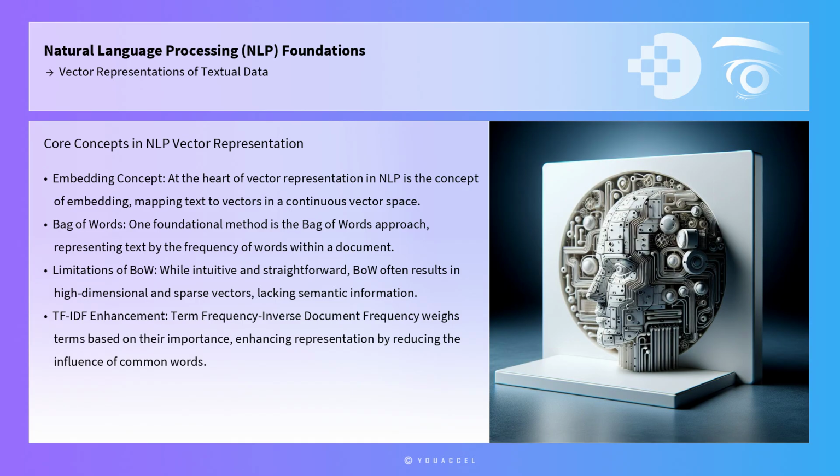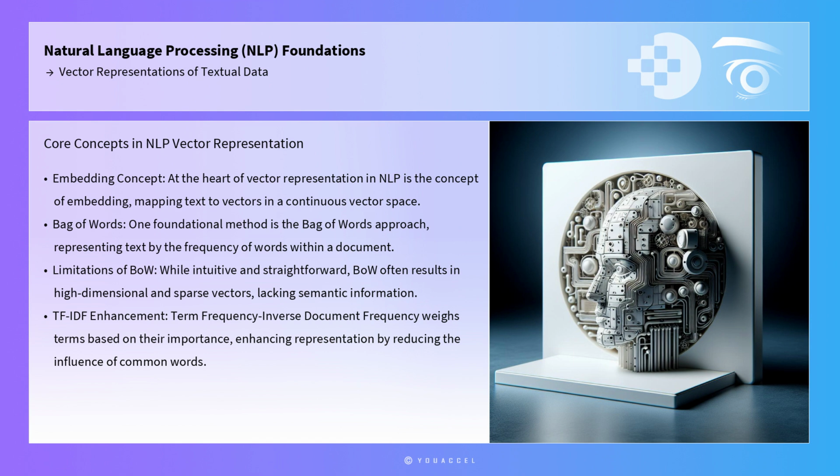At the heart of vector representation in NLP is the concept of embedding, where words, phrases, or longer text segments are mapped to vectors in a continuous vector space. One of the foundational methods is the bag of words approach, which represents text by the frequency of words within a document. While intuitive and straightforward, BoW often results in high-dimensional and sparse vectors, lacking semantic information.